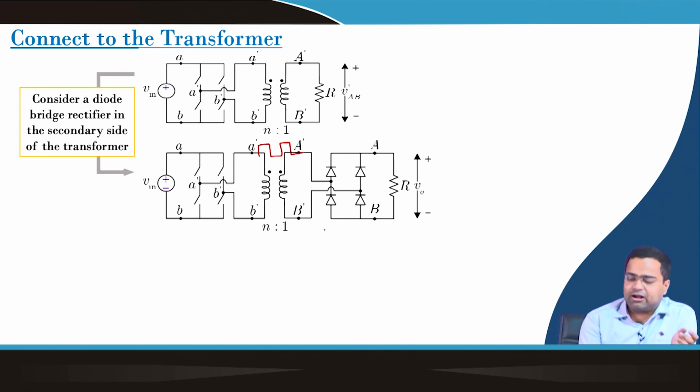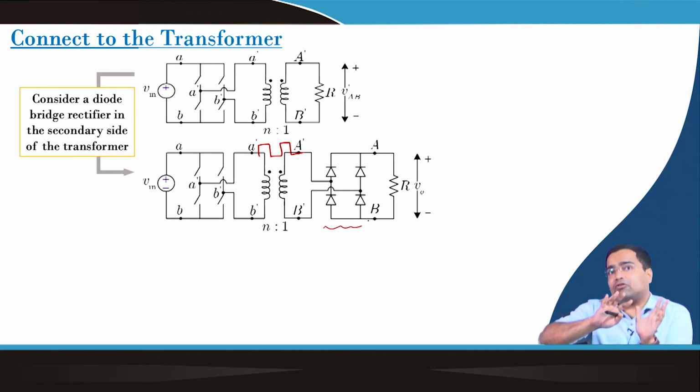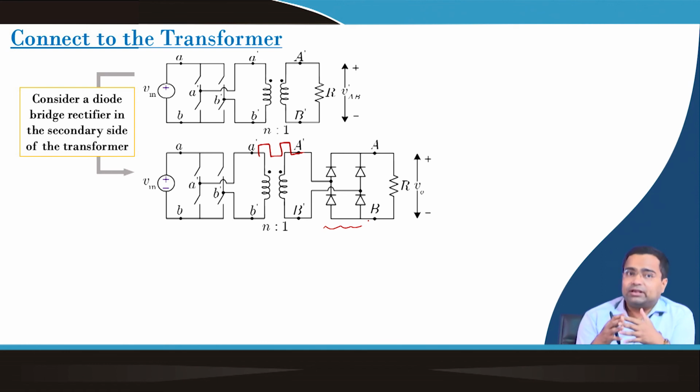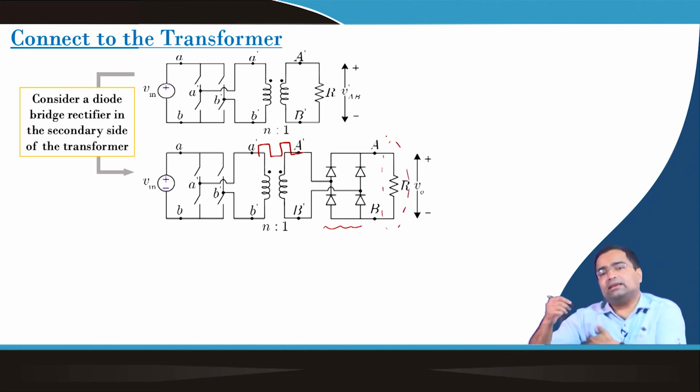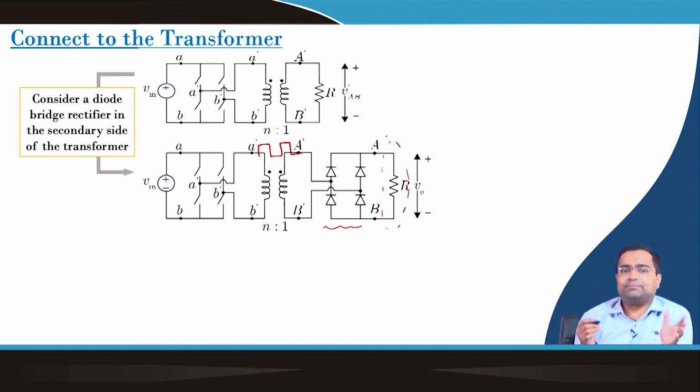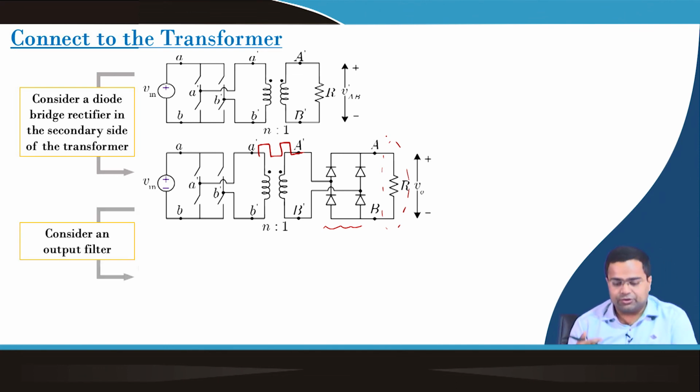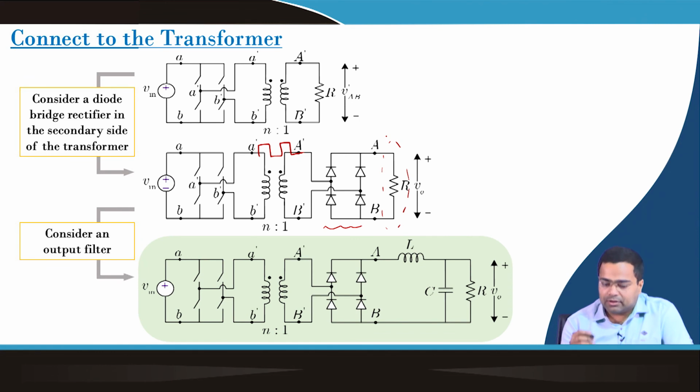So, if you use a diode bridge rectifier, then we can convert this AC signal to DC, but since it is not a pure sine wave, that means it is a square wave, so it will lead to harmonics. So, this resistance may not see a pure DC voltage, because it may consist of some higher order harmonics. So, in order to minimize the harmonic effect, we need to consider an LC filter.